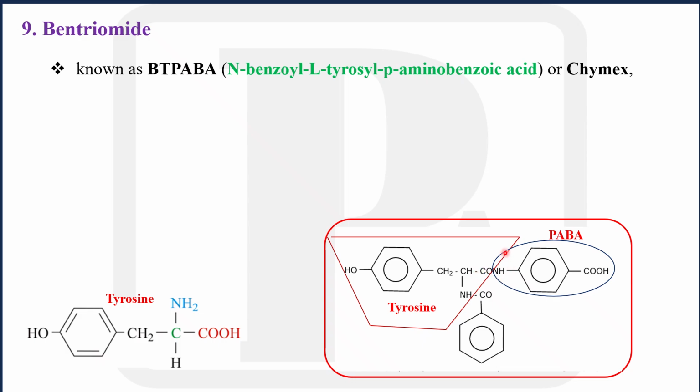So what would be the left one? Left is the benzoyl group, where benzoyl is added to the nitrogen, to the N. That's why that is called N-benzoyl, L-tyrosyl, para-amino benzoic acid. What are the three parts? Tyrosine part. Acid is connected to the amino group of PABA, forming an amide linkage, and in this the amino group of tyrosine is connected to the benzoyl group. So what is the other name? BT-PABA, that is N-benzoyl, L-tyrosyl para-amino benzoic acid.